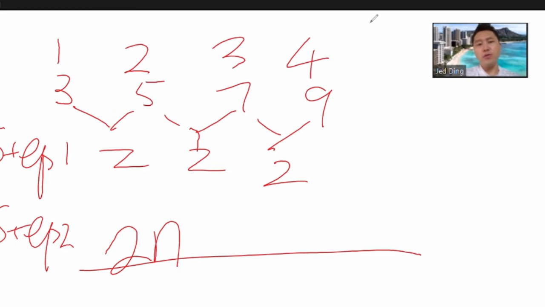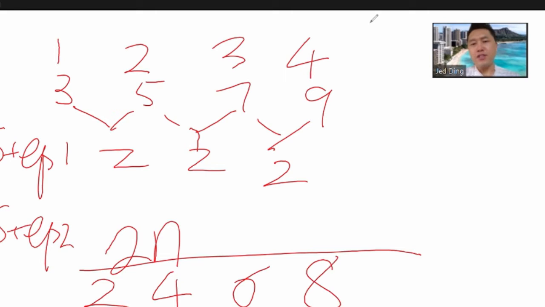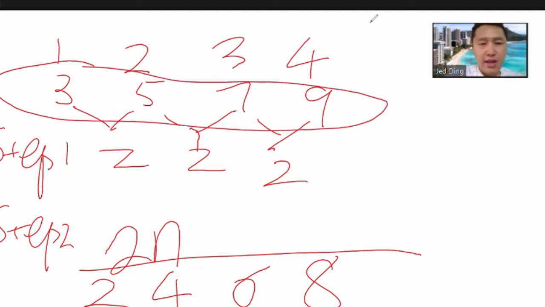When n equals 1, 2n equals 2. When n equals 2, 2n equals 4. When n equals 3, 2n equals 6. When n equals 4, 2n equals 8. Step 3, the last step, very, very important. Find out the relationship between this column and this column.